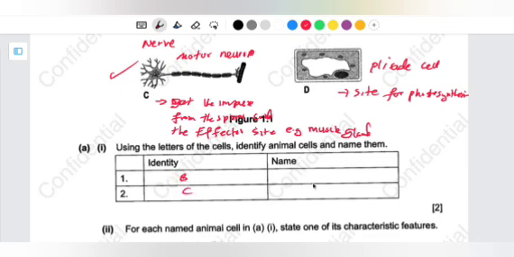For B, that one is a red blood cell. Don't write RBC, just write it in full by saying red blood cell. Then for C, it's a motor neuron.